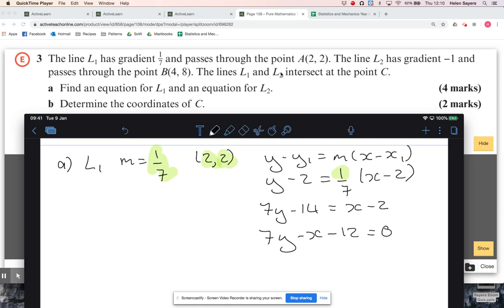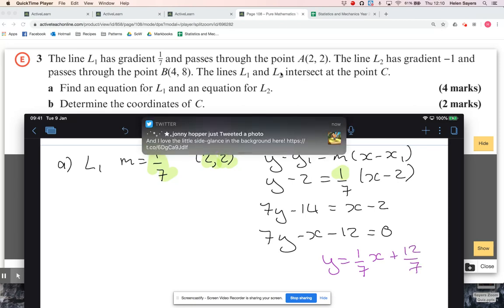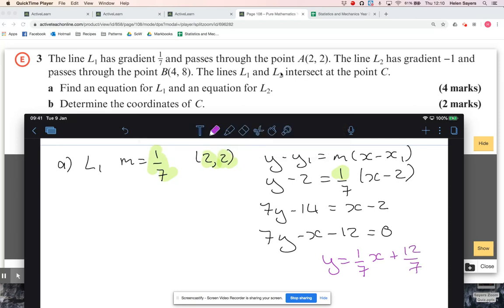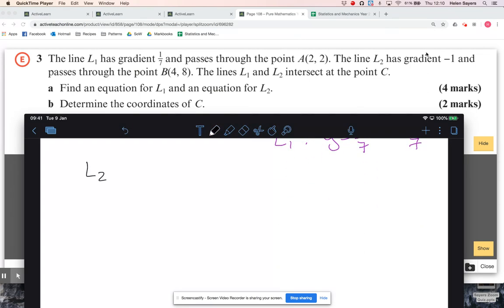Okay, but any correct equivalent is fine. So, for example, you might have ended up with y equals 1/7 x plus 12 over 7. That'd be absolutely fine. Okay, right, so that's line 1, and I'm pretty sure line 2 is just more of the same. So for line 2, they tell me the gradient is -1. Yeah, so just a bit repetitive.